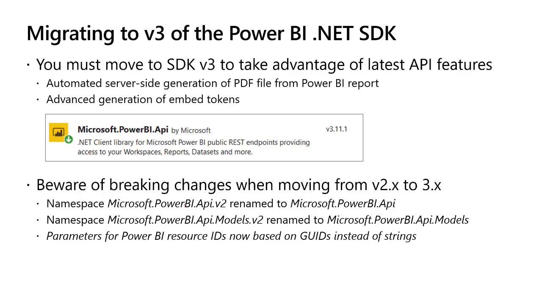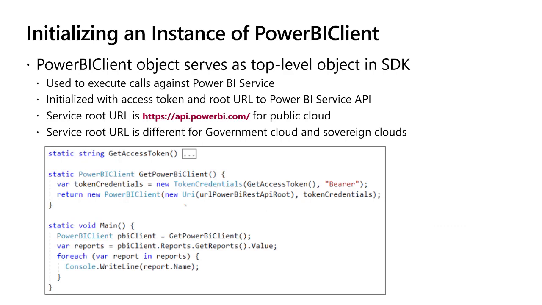Some of the main reasons that you want to move to the new version of the API are that there are new features, such as server-side generation of a PDF file from a report, or creating an embed token that has multiple resources. Once again, they're adding new features to V3, and if you're using V2 and the feature's not there, it's probably not coming.